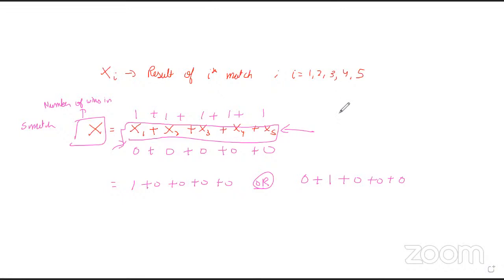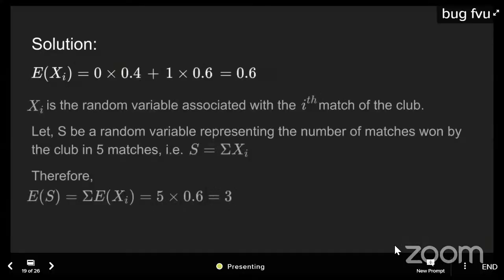Yes, clear, sir. And for expectation, we know that each match is independent, so we can simply write it as the sum of the 5. Sir, if they are dependent, can't we write it like that? For summation, even if dependent, you can open the expectation like this, but for variance it won't open. Okay, any doubt till this question, anyone?